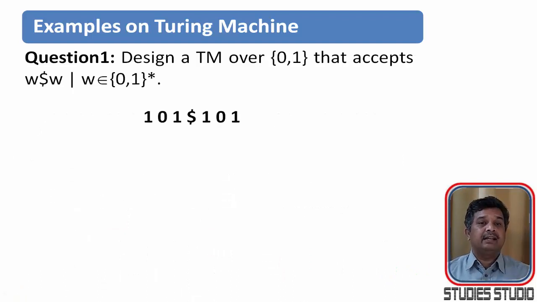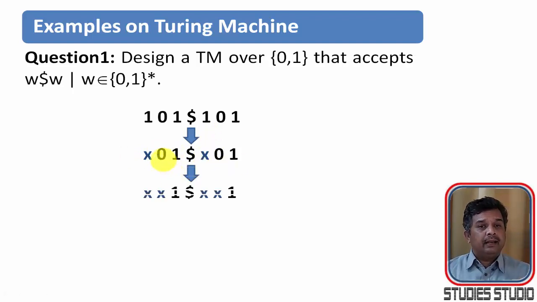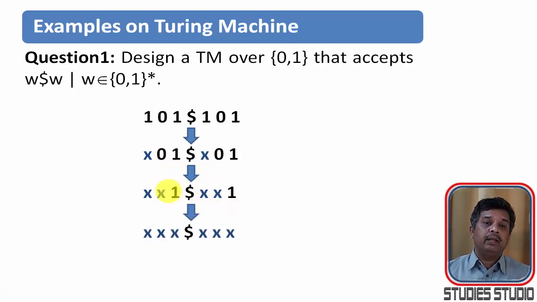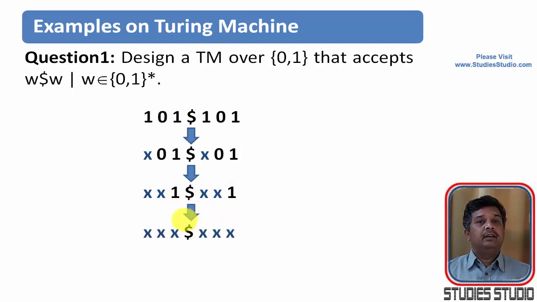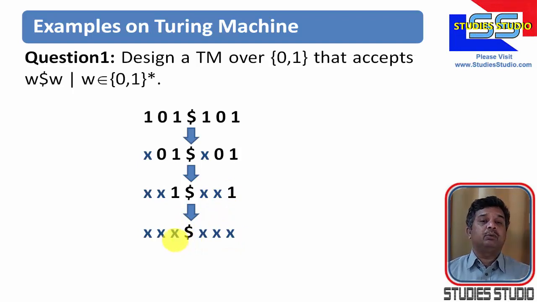Now let us try to understand this with an example. Let us say $101, $101 is there. In the first step, we are going to check the first symbol here and the first symbol after dollar. If they are the same, I am going to replace it. Then the next symbol after X and here the next symbol after X, I am going to match. If they are the same, again I continue. The next symbol after X, here the next symbol after X, I am going to check. Now I have only the dollar symbol left. Now I will come to an accept and halt state.